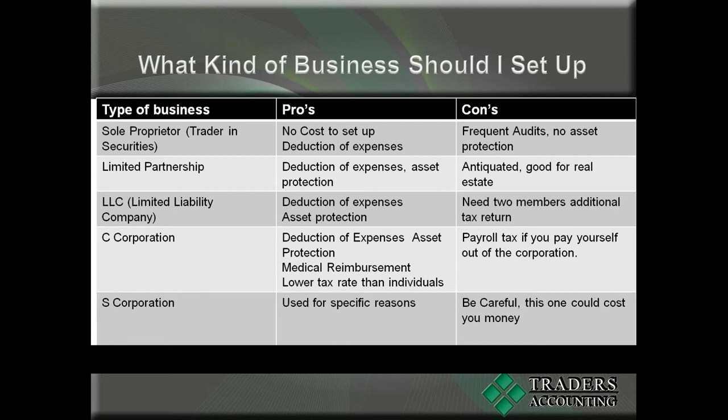A C corporation, and only a C corporation, has a written document called a medical reimbursement plan, if it's set up correctly. What the medical reimbursement plan does is allow you to pay for all of your and your family's medical expenses, and then bill the corporation for them, where it becomes a deductible expense to the corporation. And it's not income to you. Now, that includes all insurance, including long-term health and your health insurance. It includes co-pays. It includes all deductibles.